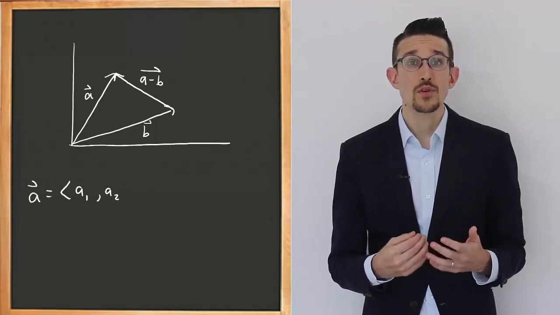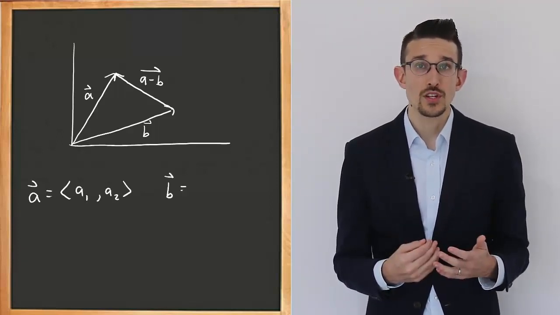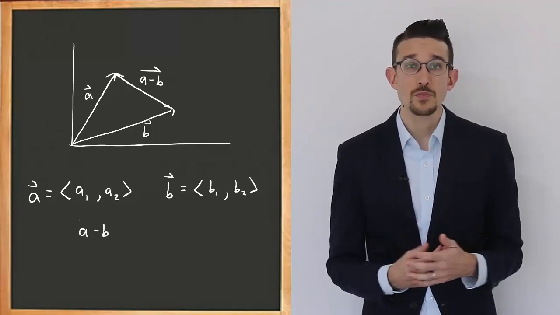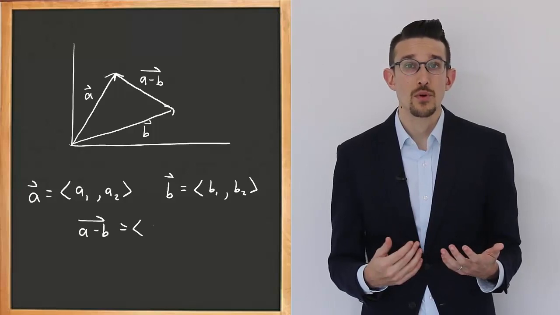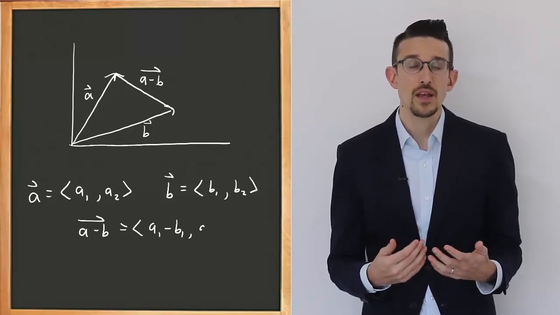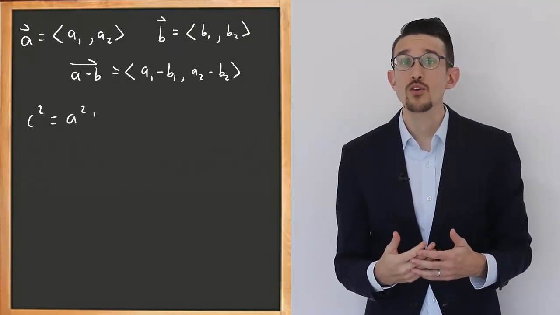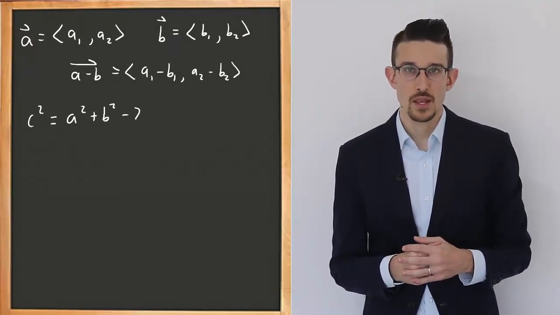Now drawing them with their initial points at the origin, we can complete this triangle by drawing the vector a minus b, where a minus b has components a1 minus b1 and a2 minus b2. Now, let's apply the law of cosines and focus on the angle between vectors a and b.